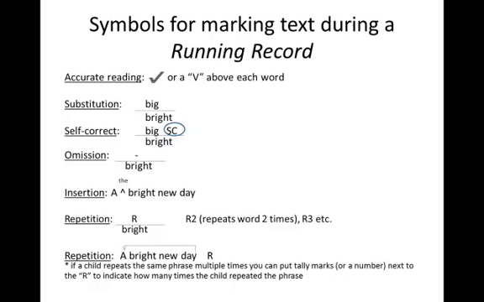Now for a sentence or a chunk of a sentence, if they repeat the entire thing, we want to put an arrow from the last word that they repeated all the way back to the first word that they repeated. So for instance, here the child has repeated a bright new day, a bright new day. So we know that that's a repeat. And just as we could do with the words, we can put tally marks or a number next to the R to indicate how many times the child repeated the phrase. So if they repeat it once, we just have an R. If they repeat it twice, we have an R2 or an R with 2 tally marks. That's completely up to you.